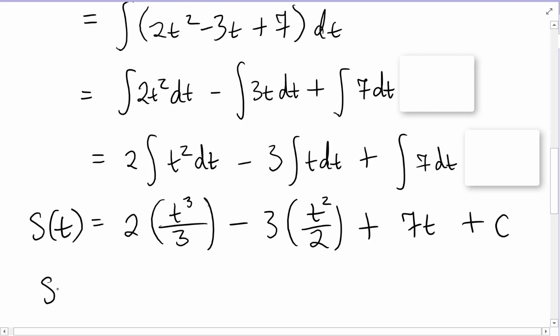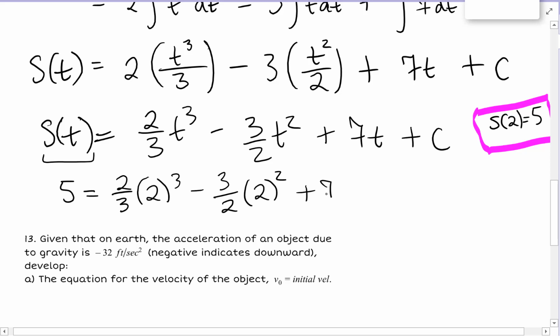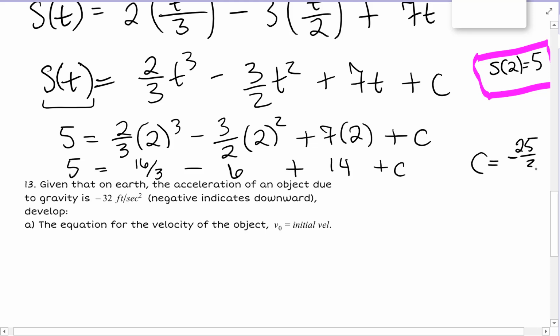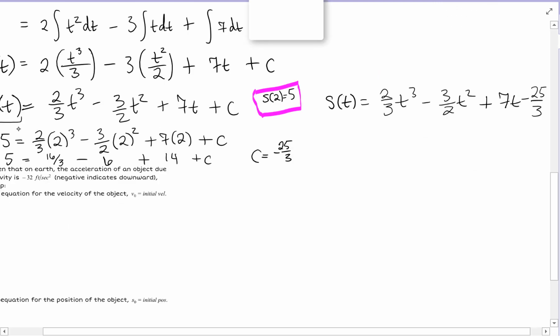Let's reduce that, though. And the additional piece of information they gave us was that s of 2 is equal to 5. So my output should be 5 when my input is 2. And this will give us an equation that we can solve for c. Once you solve that equation, you should get c is equal to negative 25 over 3, which makes our final position function what we had here, but now substituting our value for c.